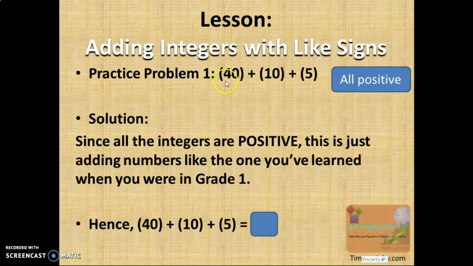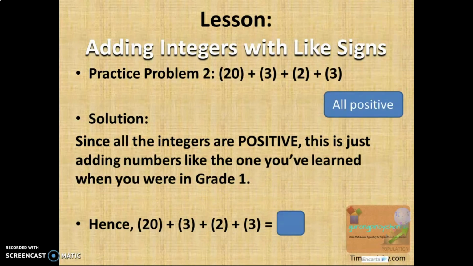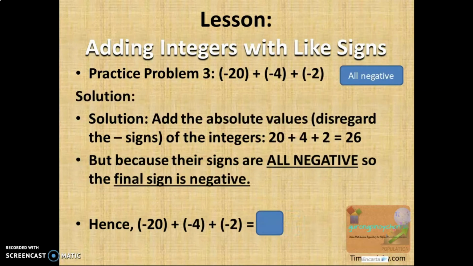Okay, this time, I want you to try on your own. Let's have practice problem 1. 40, 10, 5. They are all positive. The final answer is correct. It's 55. Okay, let's have practice problem 2. They are all positive. Okay, you are correct. The answer is 28.